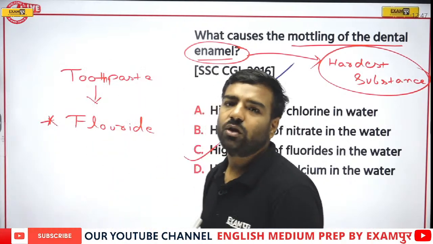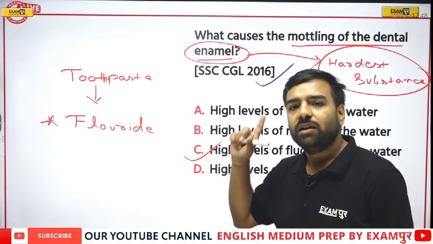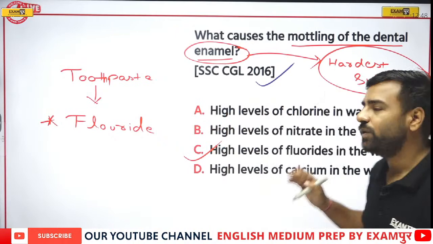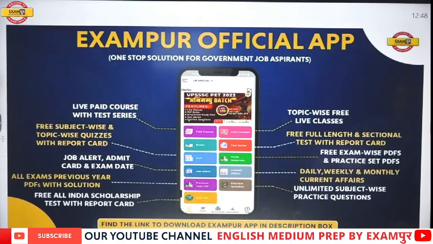If we are talking about the bones, high levels of calcium will also create an issue. But mottling of the enamel is done when there is a high level of fluorides in water. Fine. So yes, option number C will be the correct one.